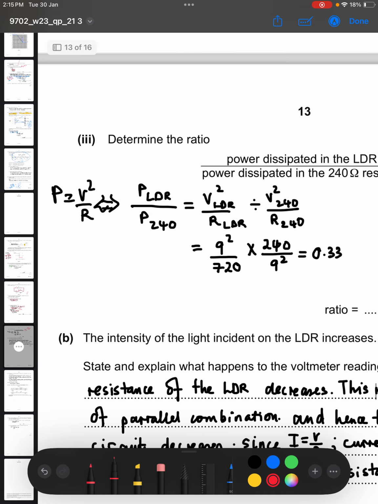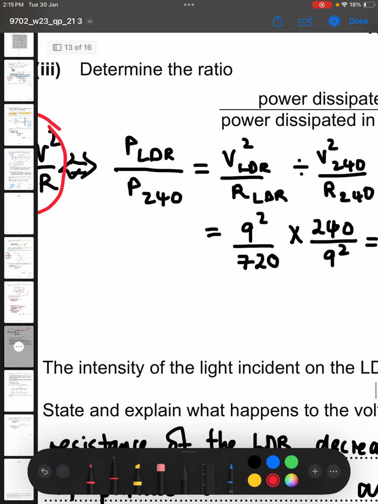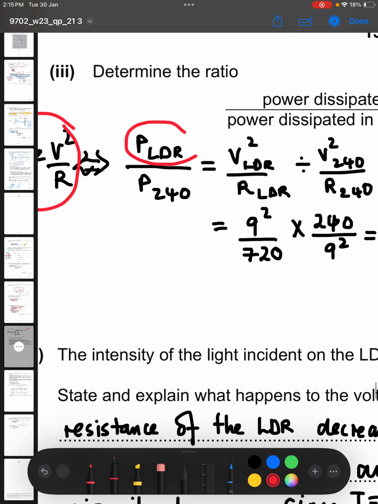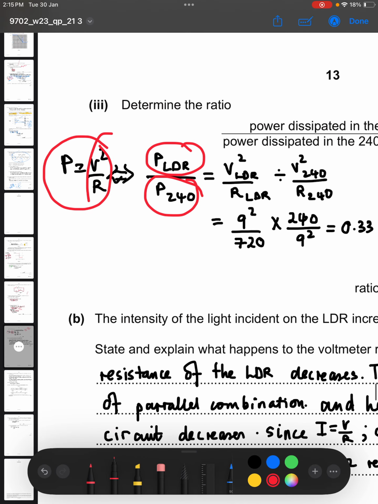That's one way. Or we could do the other way, whereby we know that this is the formula of power. Power is V squared over R. So the power in the LDR divided by the power in the 240 ohm resistor will be the voltage squared across the LDR, divided by the resistance of the LDR, over the voltage squared across the 240 ohm resistor, divided by the resistance of the 240 ohm resistor.